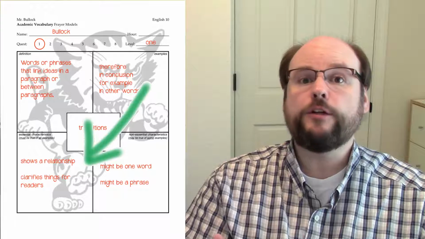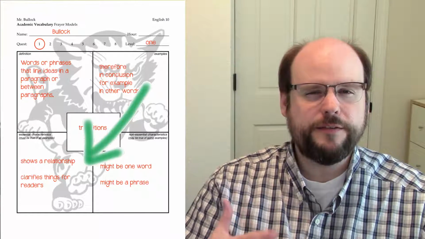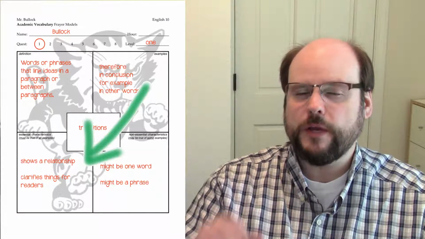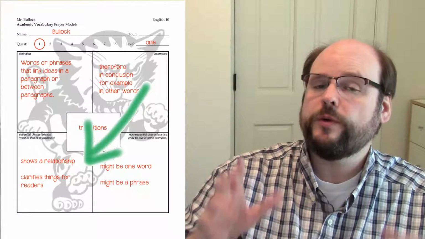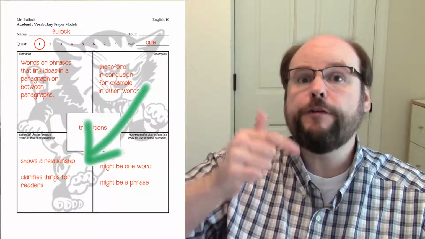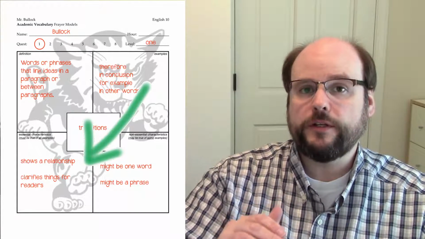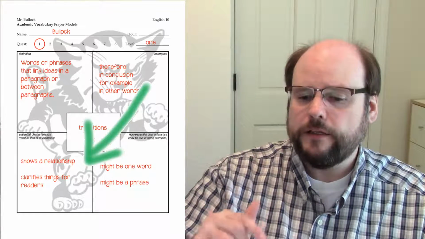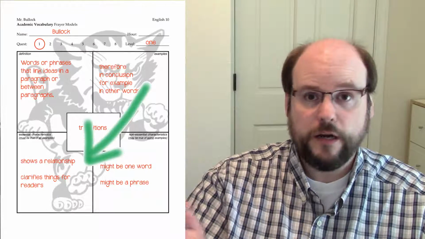In the lower left-hand corner, you're going to put some of the essential characteristics of this term, things that are always true. So again, if you're thinking about transitions, it is always true that a transition is a signal to the reader about what kind of information is going to follow. Is it going to be an example, if your transitional phrase is for example? Is it going to be a definition, if your transitional phrase is in other words?